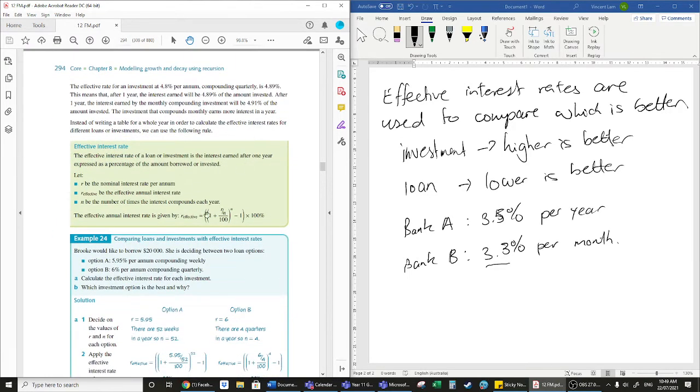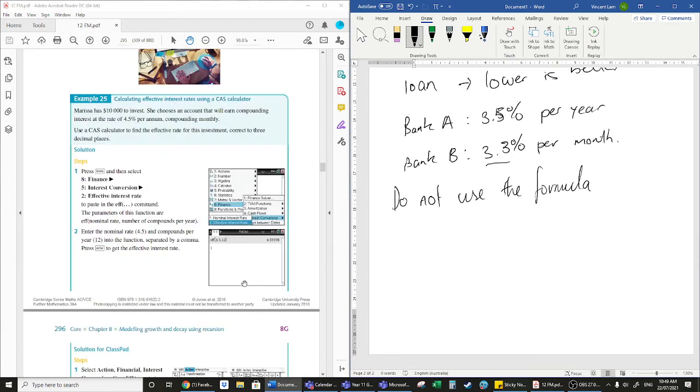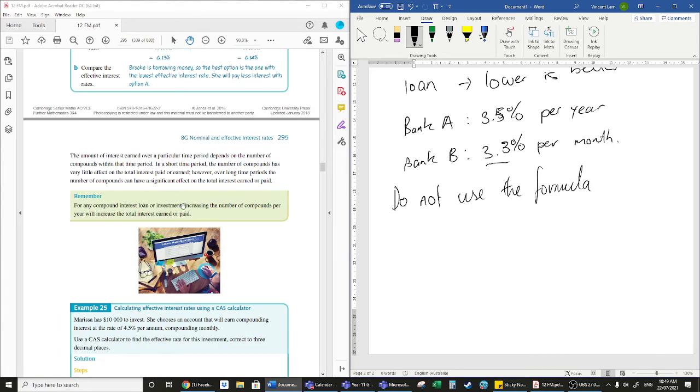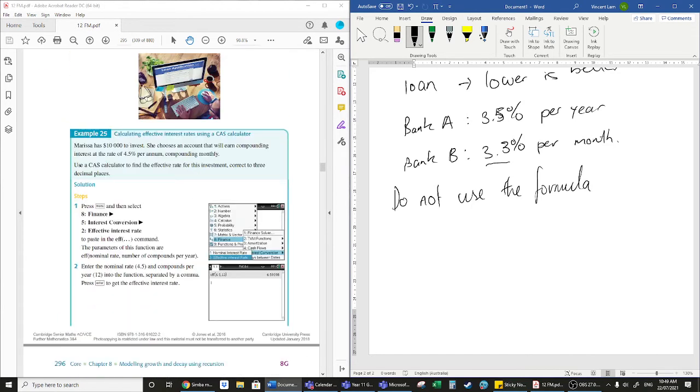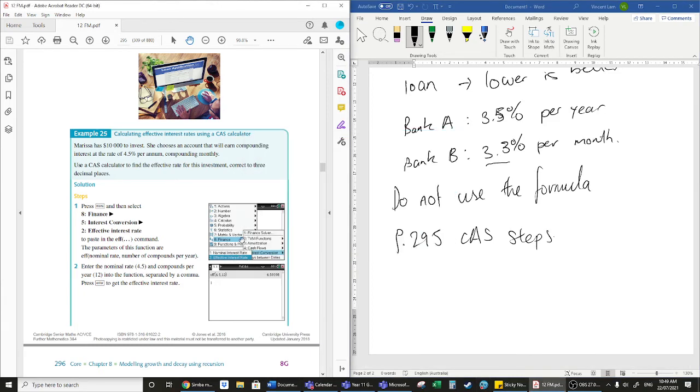Now, we don't need you to use the effective interest rate formula. Do not use the formula. We've actually scrapped it in year 12 because they don't use it anymore. However, we do use something on the CAS calculator. And here it is. I would like you to copy out, what page is this? Page 295. You need to copy out the CAS steps for me, please. I will run through the CAS steps now, and it's very, very straightforward.